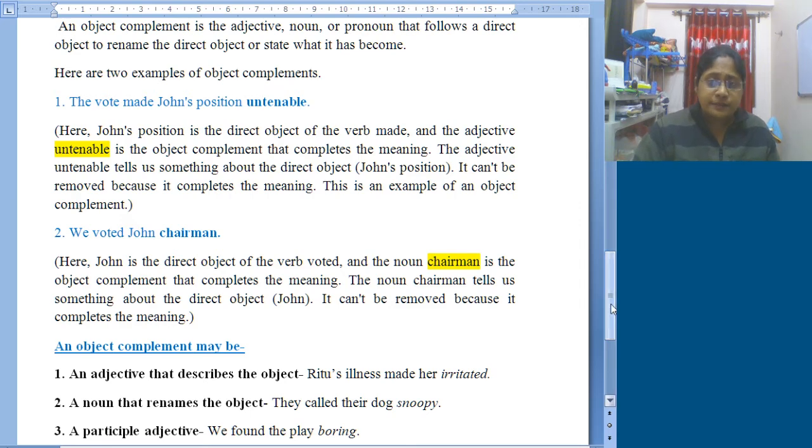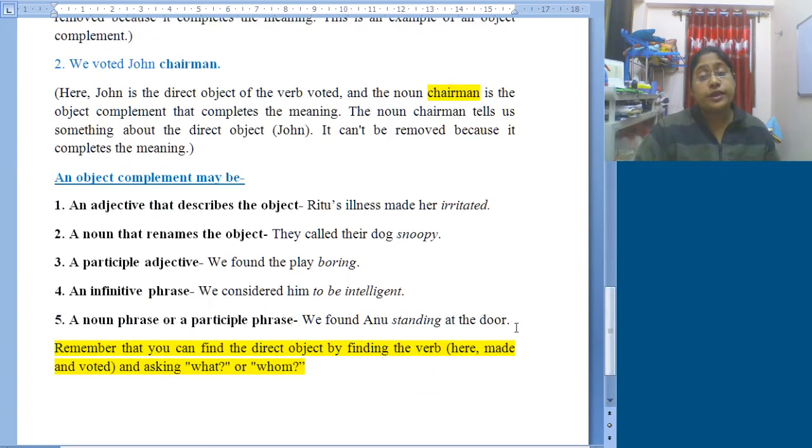Like the subject complement, an object complement may also be an adjective that describes the object, like Ritu's illness made her irritated. The word irritated serves as the complement here. It may be a noun that renames the object. Another example can be they called their dog Snoopy. Snoopy is the name of the dog, so it renames the object dog.